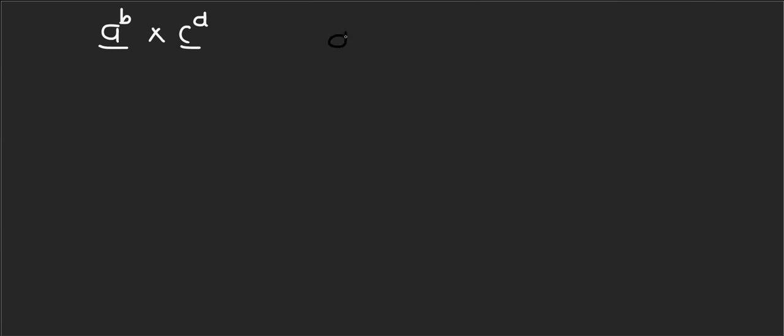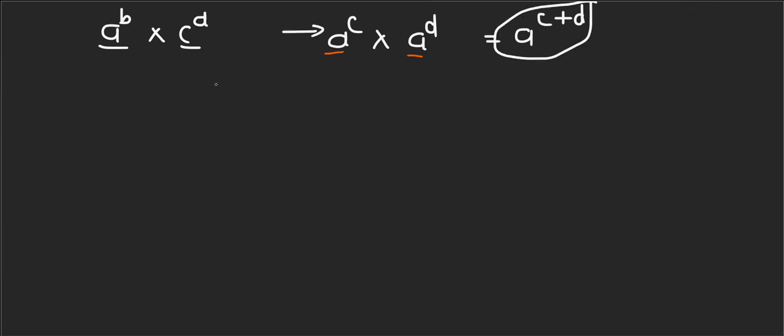But if I've got a to the power of c multiplied by a to the power of d, now the bases are the same. Remember, the base is this one, a, right? So I'm going to keep the base, which is a, and then add the exponents c plus d, and the answer for this will be a to the power of c plus d.